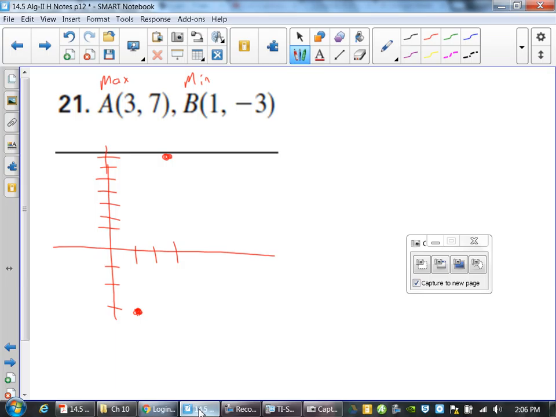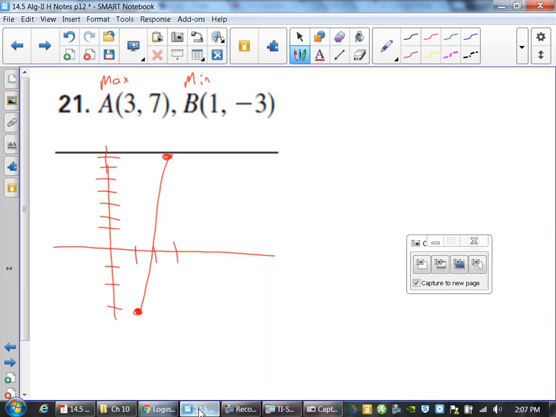So I have a minimum at 1, -3, and I have a maximum at 3, 7. So it's going to be doing something like that. I want to first of all figure out where my K value is. The K value is always going to occur at the halfway point of the Y values for the max and min.